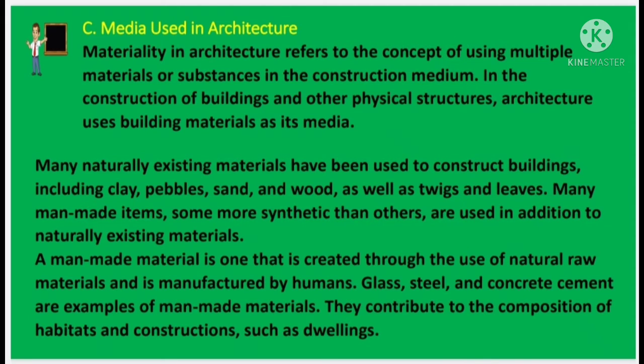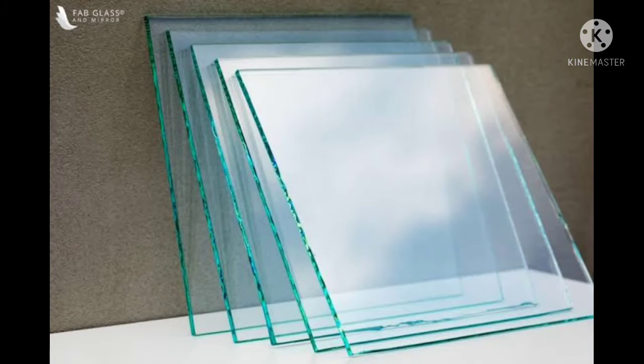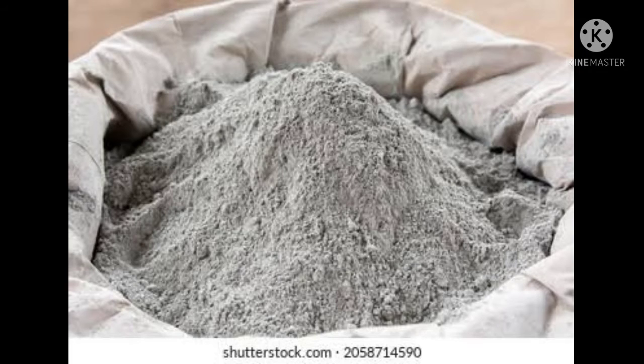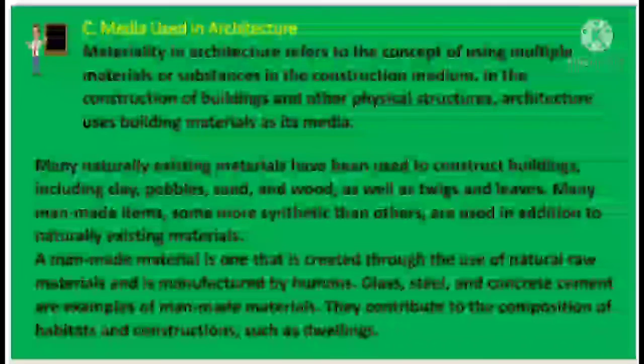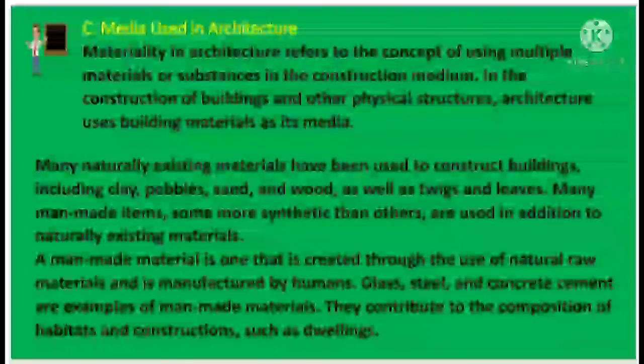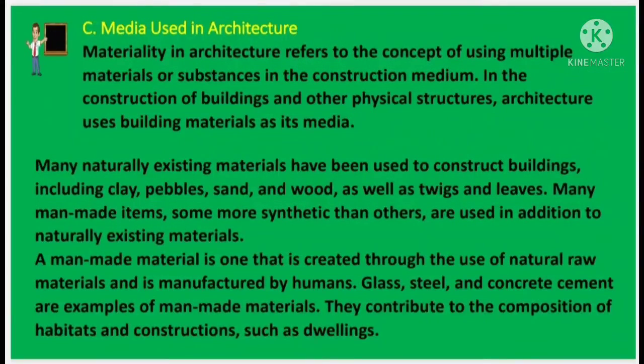So a man-made material is a material that is manufactured through human effort, often using natural raw materials. A list of these man-made materials would be glass, steel, and concrete cement. They provide the makeup of habitats and structures including homes.